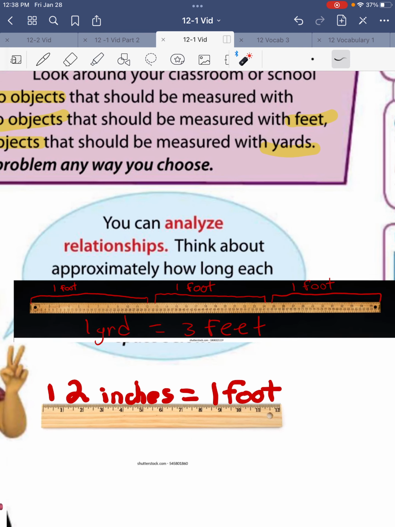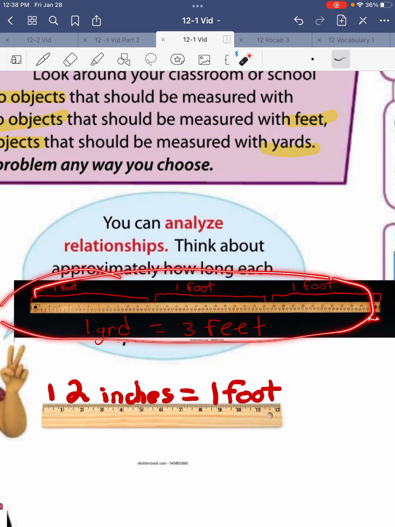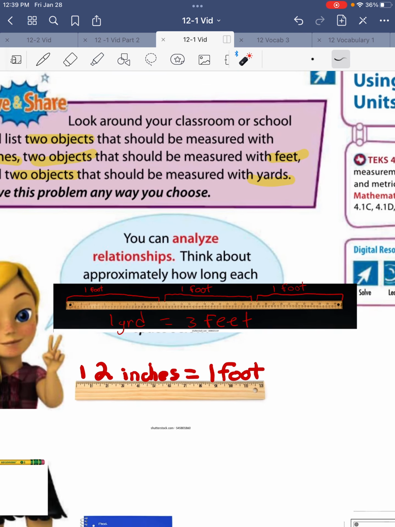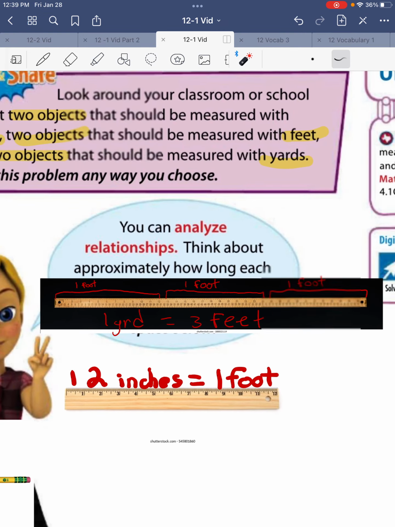So now we know a regular ruler with 12 inches equals 1 foot, and we know that a yard has 36 inches, but it has 3 feet. Every 12 inches, 1 foot. Every 12 inches, 1 foot. Every 12 inches, 1 foot. That equals 3 feet, okay?